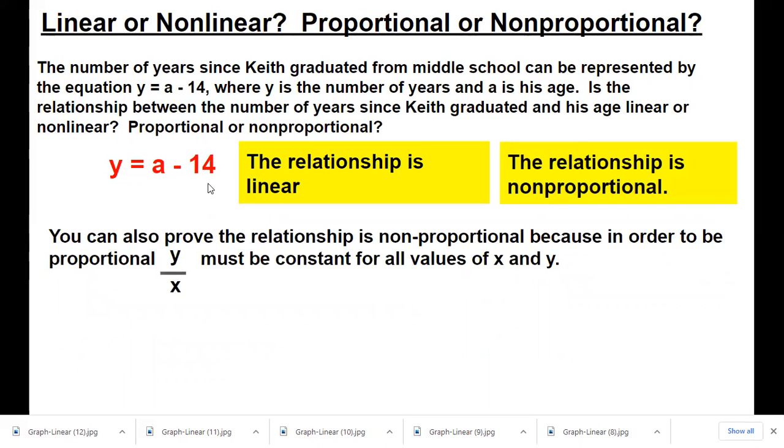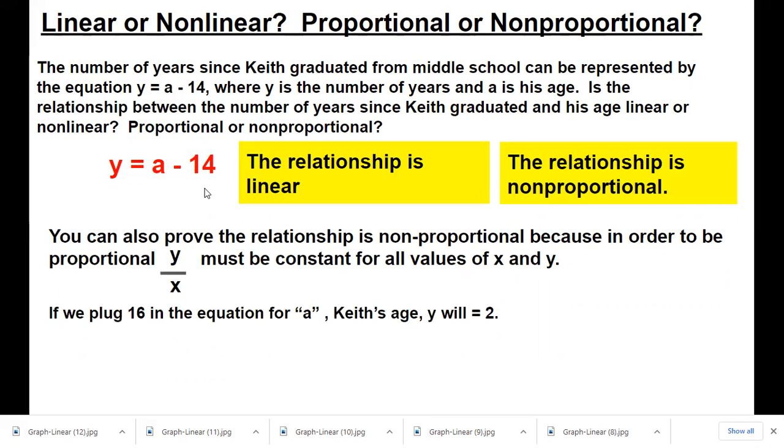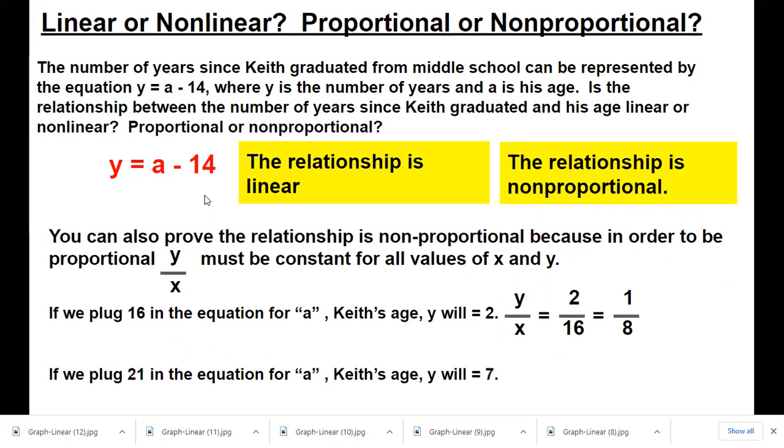You can also prove the relationship is non-proportional because in order to be proportional, y divided by x must be constant for all values of x and y. If we plug 16 into the equation for a, Keith's age y will be 2. y over x is equal to 2 over 16, which is equivalent to 1/8. If we plug 21 into the equation for a, Keith's age will be 7. 21 minus 14 is 7.